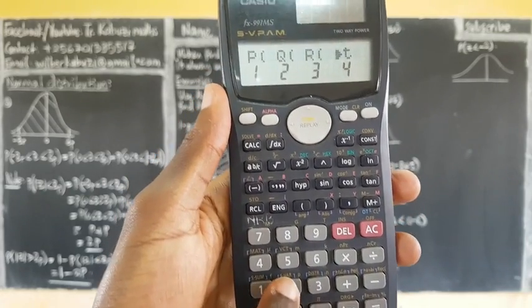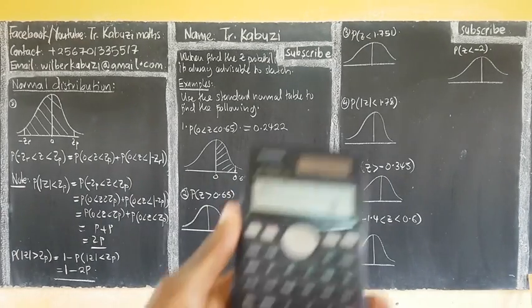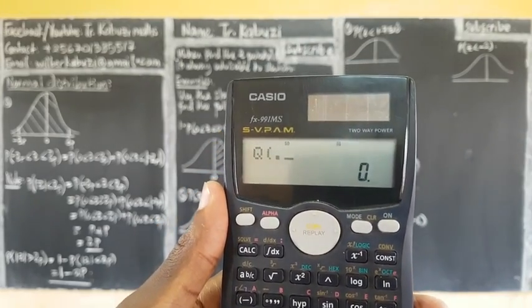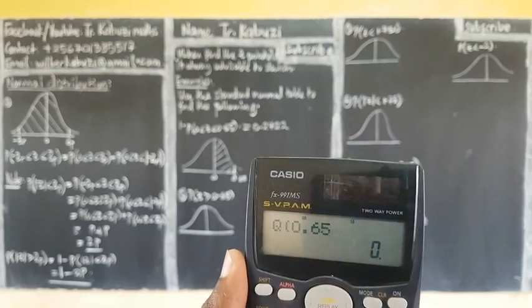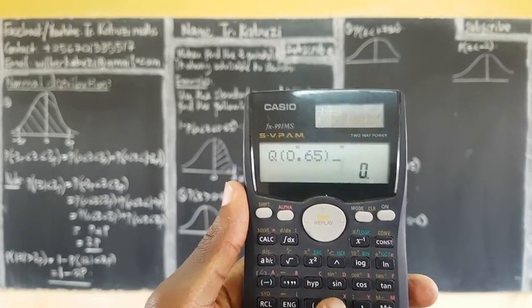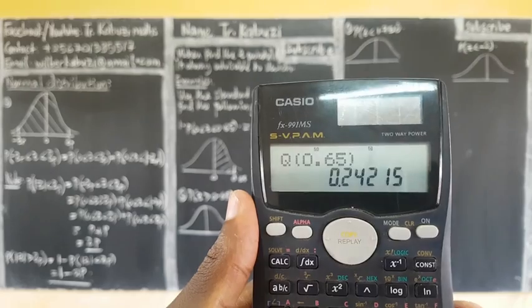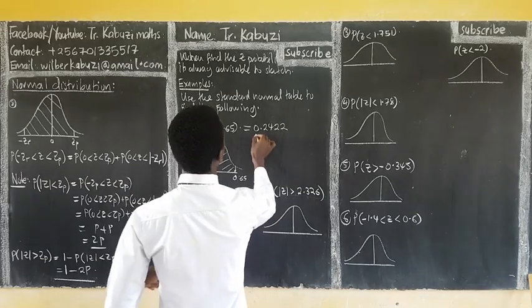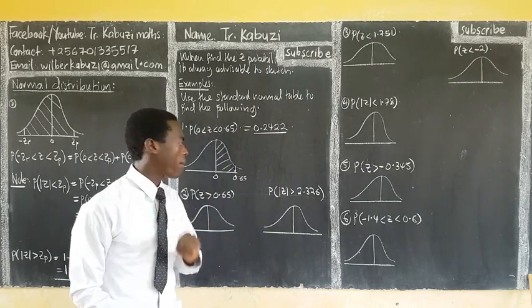When you press 2, it asks which value of Q. The value of Q there is 0.65. Then you close your bracket and press equals. If you round off to 4 decimal places, you see it's the same value we have there. So that's how we use the calculator to get these values. You round off to 4 decimal places.